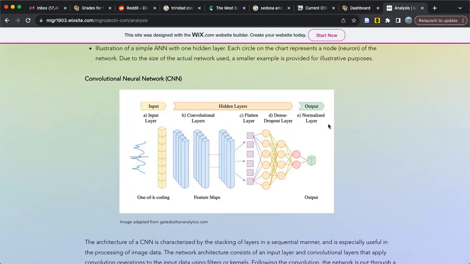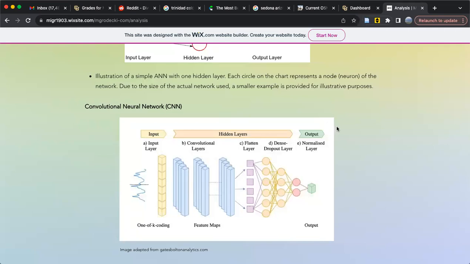The architecture of a convolutional neural network is characterized by stacking layers in a sequential manner and is especially useful in the processing of image data. The network architecture consists of an input layer and convolutional layers that apply convolution operations to the input data using filters or kernels. And then following the convolution, the network is put through a non-linear activation function such as ReLU, and the pooling layers are used to downsize the input data, often using methods such as max pooling to extract the most relevant features before producing the output as a normalized layer.